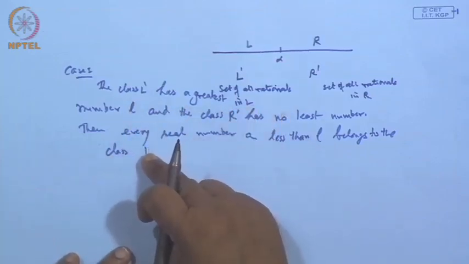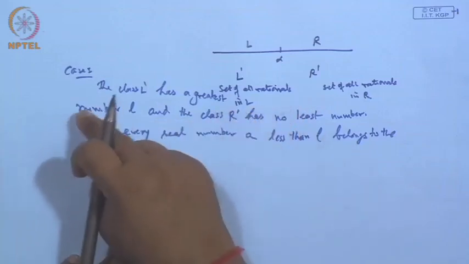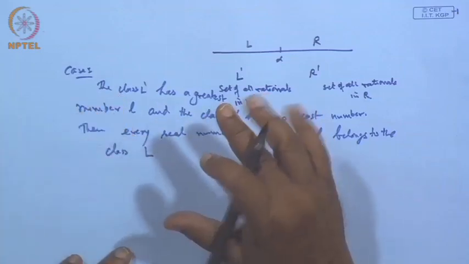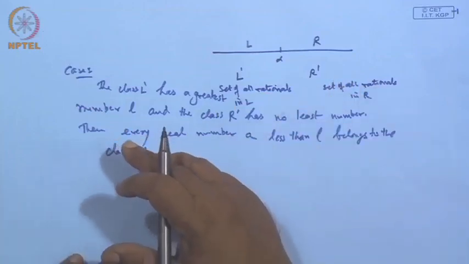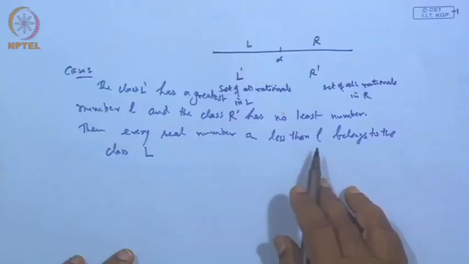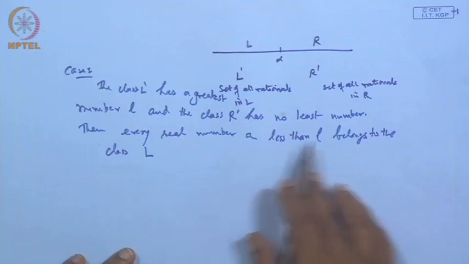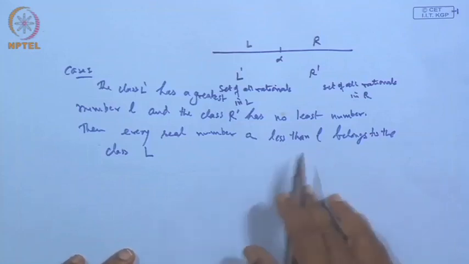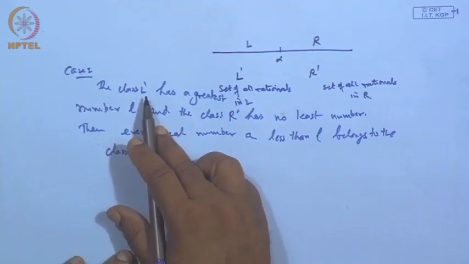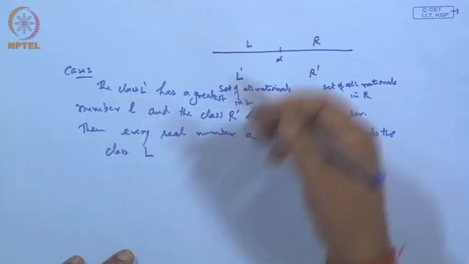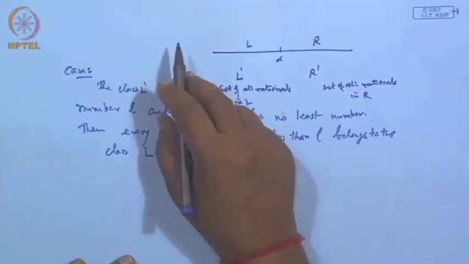So any rational number which is less than L must be a point in this class, and between any two rational numbers there is a further rational number. Similarly, between two real numbers we will show that there are infinitely many real numbers. So if any real number A, whether rational or irrational, is less than L, then if it is rational it must be in L dash. Otherwise it will be in L, because L is the lower class and contains all the rational and irrational numbers. So basically any number A which is less than L must be a point in L.